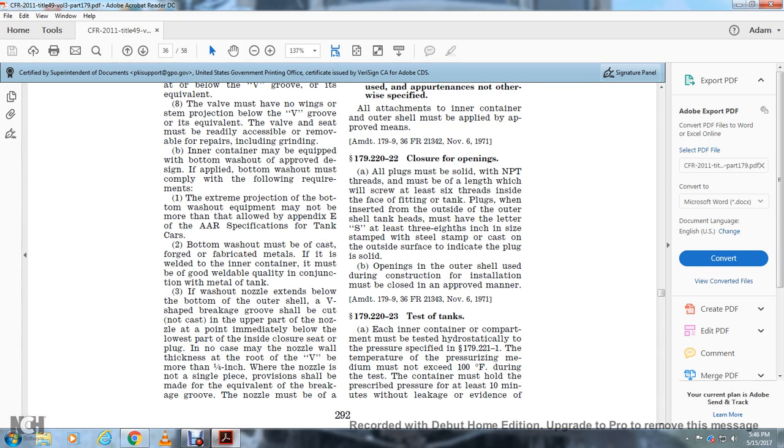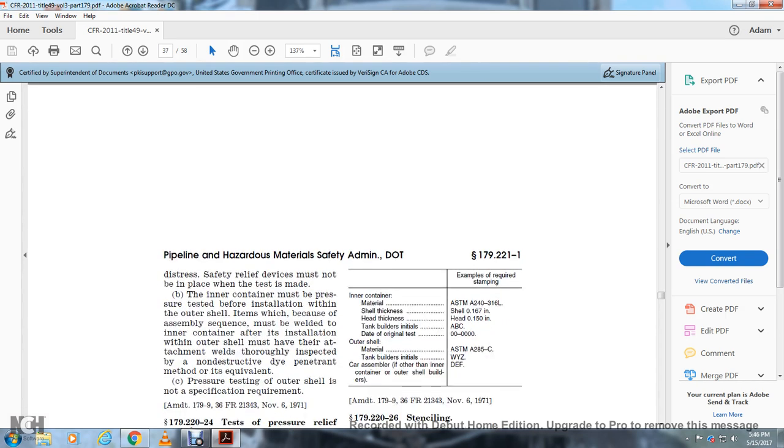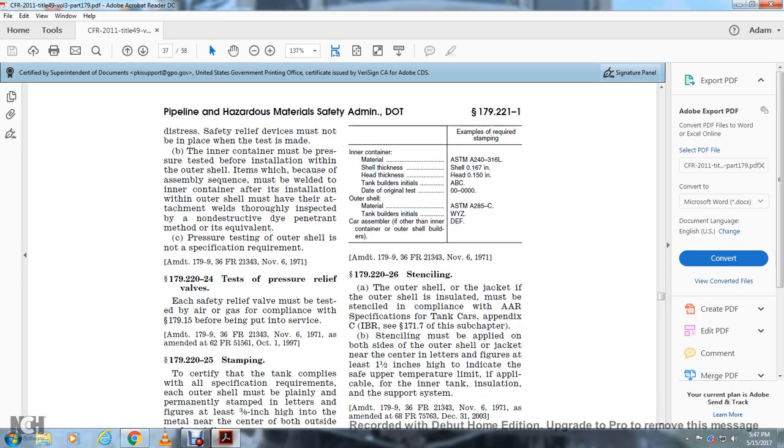179.220-23, test of tanks. Each inner container compartment must be tested hydrostatically to the pressure specified in 179.221-1. With the temperature of the pressurizing medium not exceeding 100 degrees Fahrenheit during the test, the container must hold the prescribed pressure for at least 10 minutes without leakage or evidence of distress. Safety relief devices must be in place when the test is made, and the inner container must be pressure tested with the insulation within the outer shell. Items which, because of the assembly sequence, must be welded to the inner container after its insulation without the outer shell must have the attachment thoroughly inspected by the non-destructive dye penetration method or its equivalent. Pressure testing of the outer shell is not required by this specification.